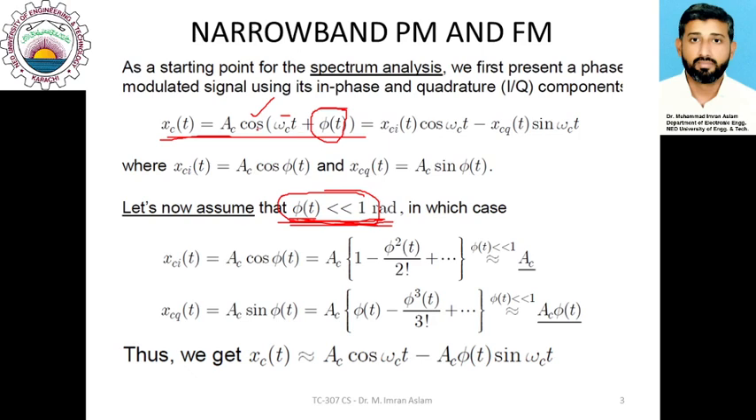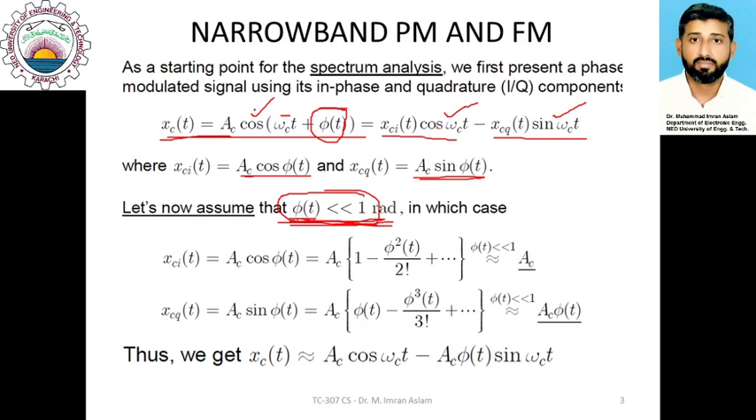So if you expand this relationship with the cosine alpha plus beta formula, you would see that you will get two terms. One would involve cos ω_c t and the second would involve sin ω_c t. The cos ω_c t would have a coefficient of A_c cos φ(t), whereas the sin ω_c t would have a coefficient of A_c sin φ(t).